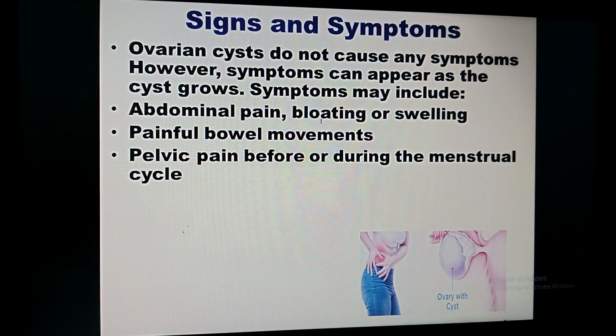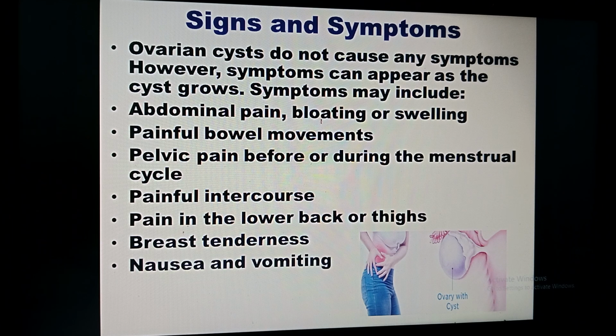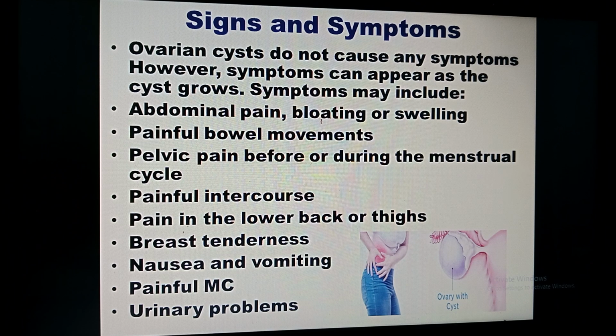Pelvic pain before or during the menstrual cycle, severe menstrual pain, painful intercourse during and after, pain in the lower back or thighs, breast tenderness, nausea and vomiting, painful menstruation every month, and urinary problems. Due to the growth, it may compress the neighboring structures. There will be problems while passing urine, also pain or difficulty passing urine. So in all these symptoms, of course, the lady has to approach the doctor.